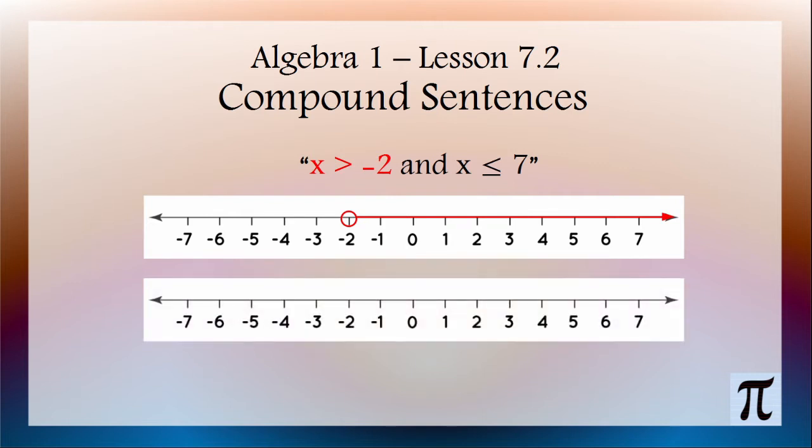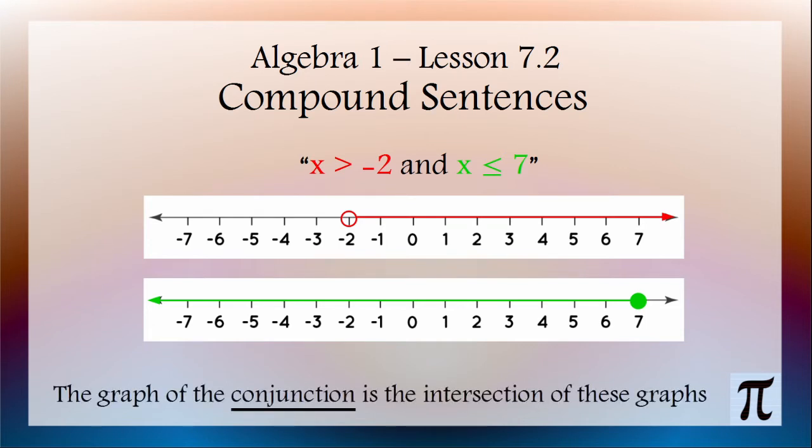Let's put down another number line and look at the second statement. x is less than or equal to 7. So here we have a solid circle filled in at 7 and then an arrow going to the left because it's less than or equal to 7. Because it's equal to 7, we fill in the circle.